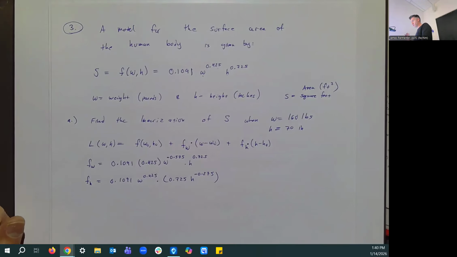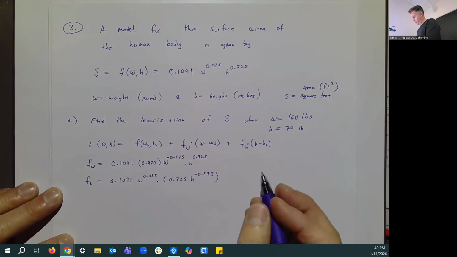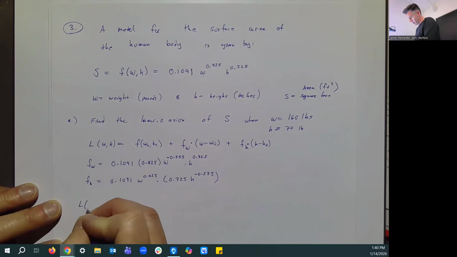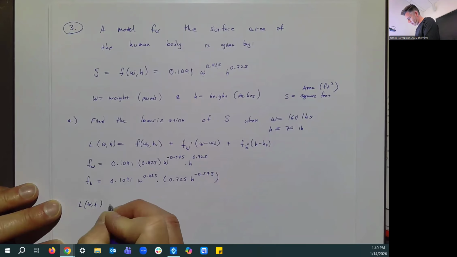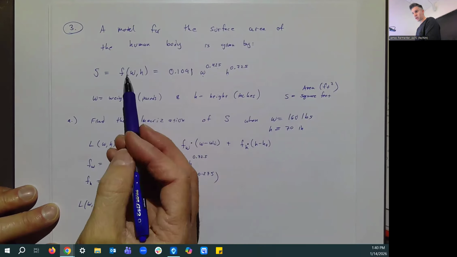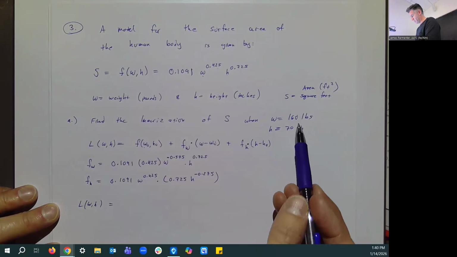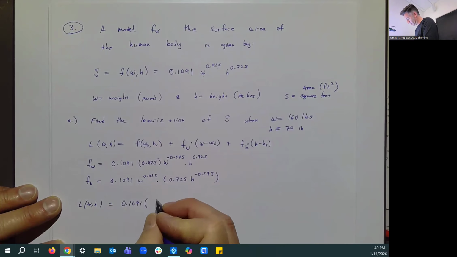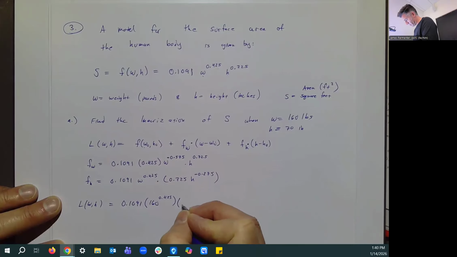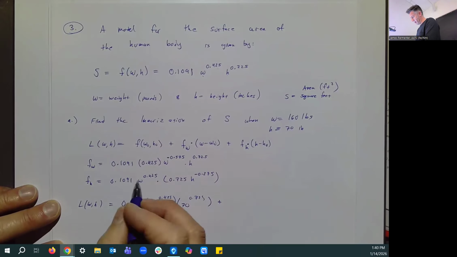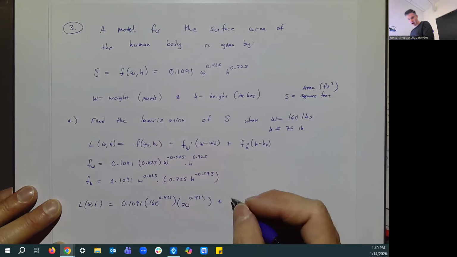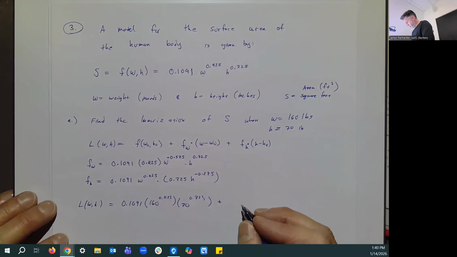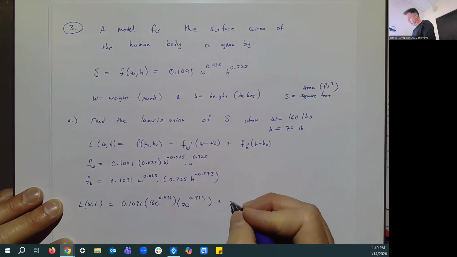Okay, so then, yeesh. All right, so we plug it all in, super gross. So my linearization at W, H is going to be this function evaluated at 160 and 70. So, yeah, 0.1091 times 160 to the 0.425 times 70 to the 0.725, plus my f delta. Oh my, sorry, this is inappropriate, I feel like. This is a good reason why we use computers.